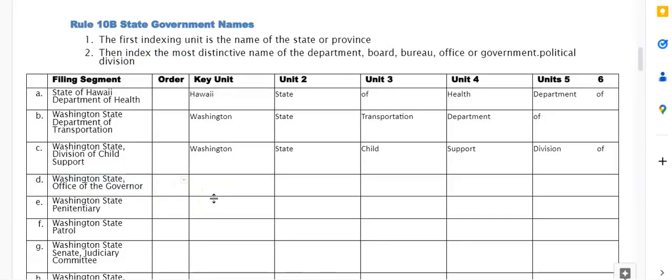Next we have Washington State Office of the Governor. So here Washington is the name of the state. For Unit 3 now, the office's name is, or the most distinctive part of this is governor, because it's the governor's office. So governor is Unit 3, office is Unit 4, of is Unit 5, and the is Unit 6.